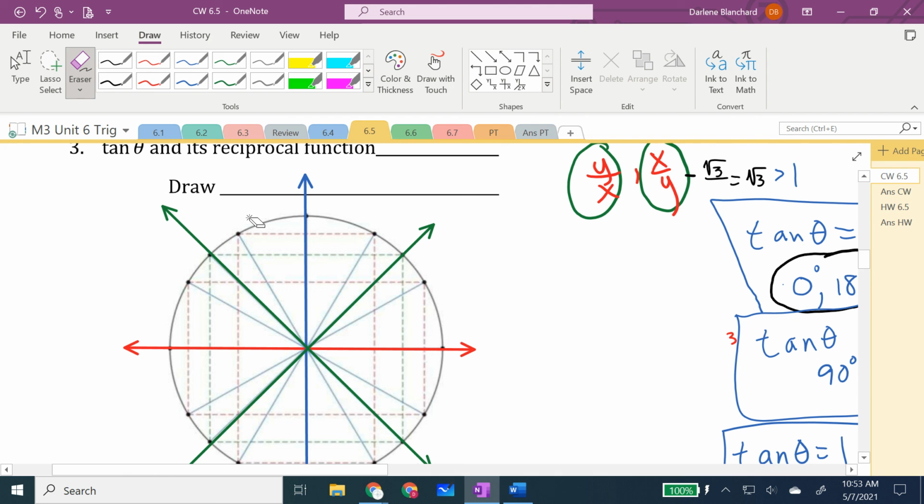And then we've got the same thing on the negative slopes. Here I have a steeper negative slope. The tangent for those angles is negative root 3. But the cotangent is the reciprocal, negative 1 divided by root 3.